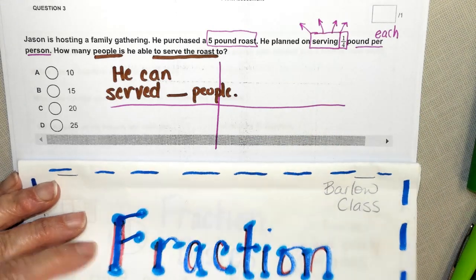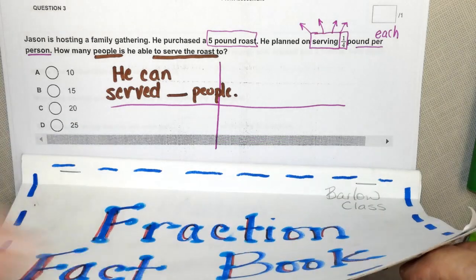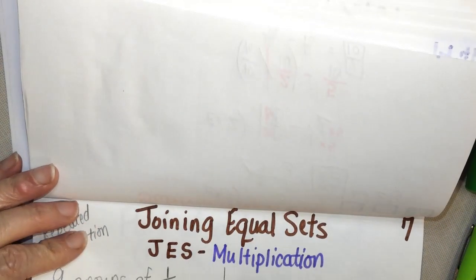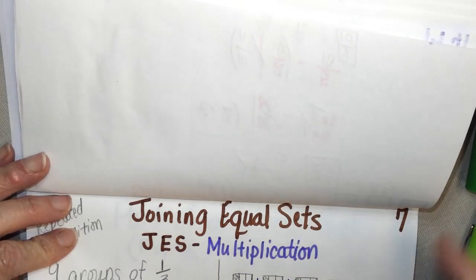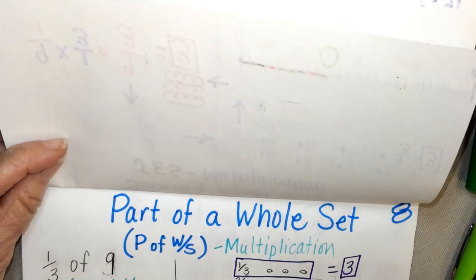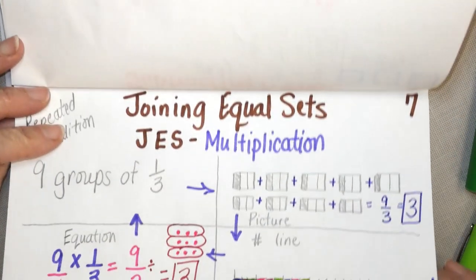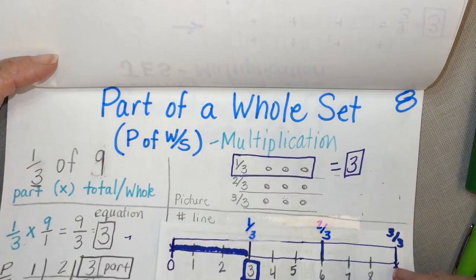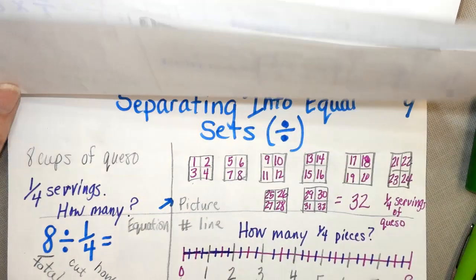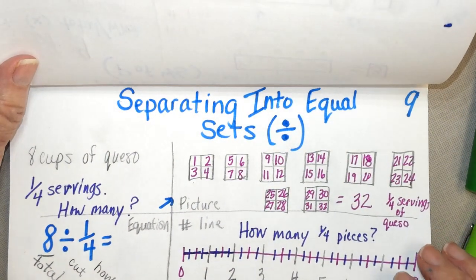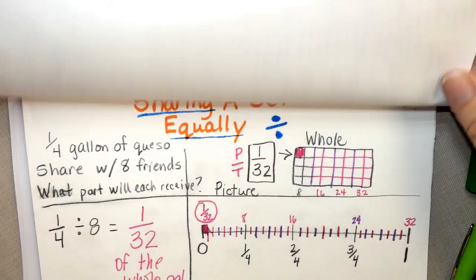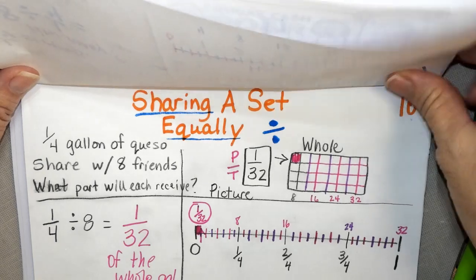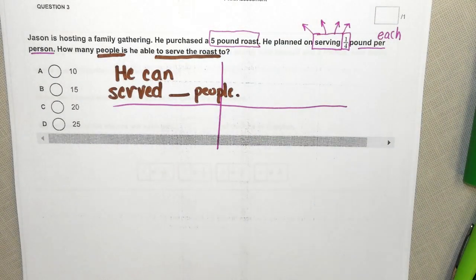So I'm going to go ahead and flip to my book all the way to the multiplication and the division area. So I'm thinking to myself, what is actually happening? Are we joining equal sets? Are we finding part of a whole set? Are we separating into equal sets? Or are we sharing a set equally? So I guess what I probably need to do is draw a picture of what's happening.